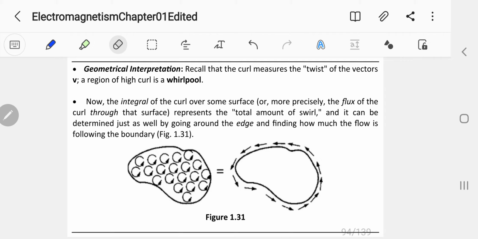So let me just read that the integral of the curl over some surface, or more precisely the flux of the curl through that surface, represents the total amount of swirl. It can be determined just as well by going around the edge and finding how much the flow is following the boundary.